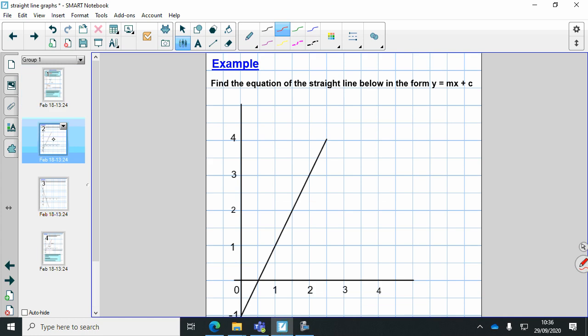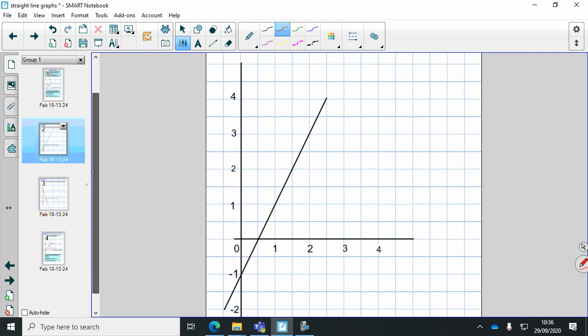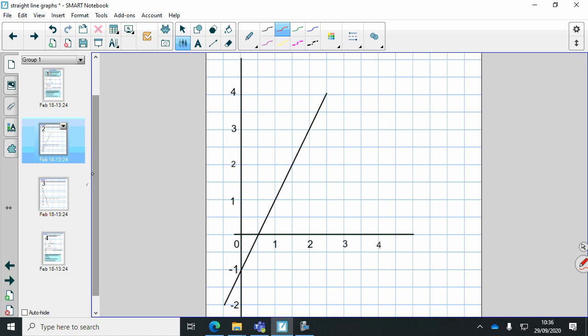So we've got this example here. Find the equation of the straight line in the form y equals mx plus c. So just to reiterate, we're calculating m and we're calculating c. Okay, so I'm going to pick two points on the line. It doesn't matter which two points. I'm going to pick the point up at the top here, and I'm going to pick this point here. And then I'm going to draw a triangle between those two points, like so.